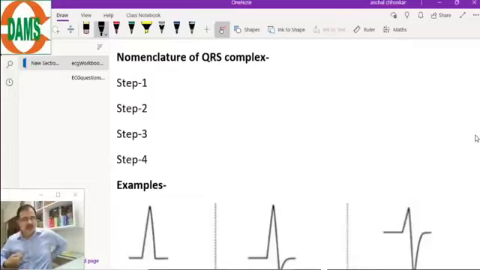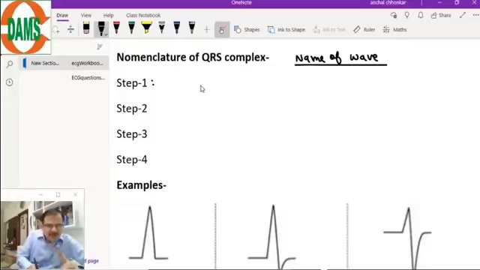Now come to step number 1 of nomenclature and the name of the wave. Step number 1 is always, whenever you are seeing the QRS complex, first identify the first positive wave.